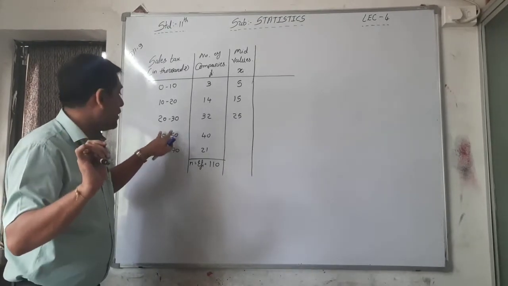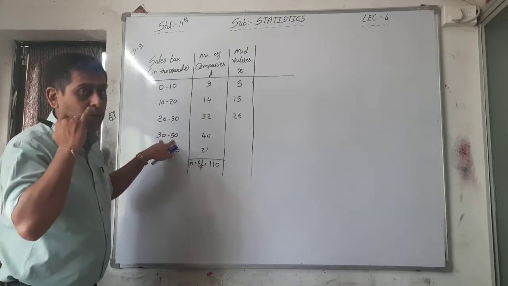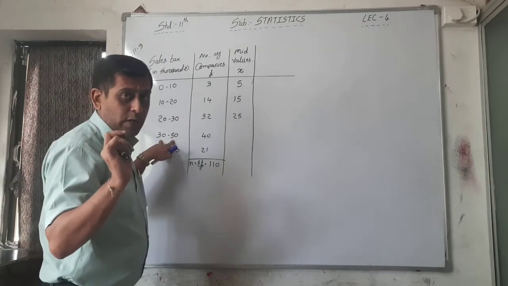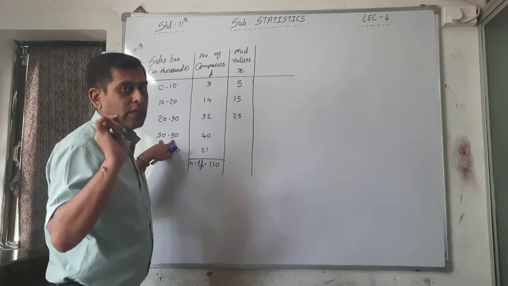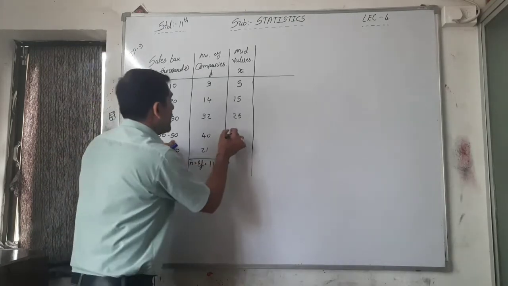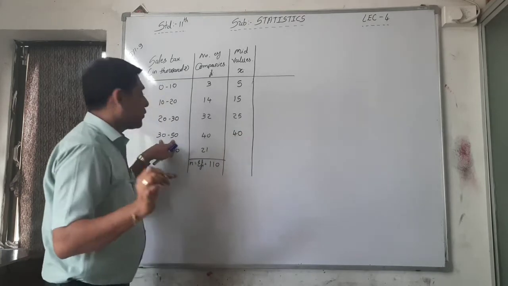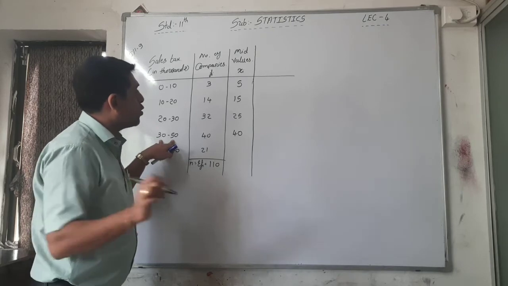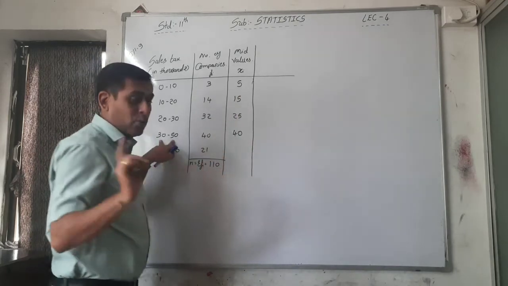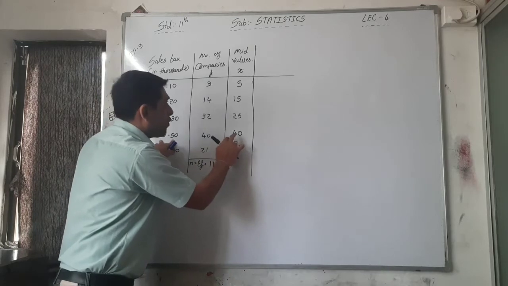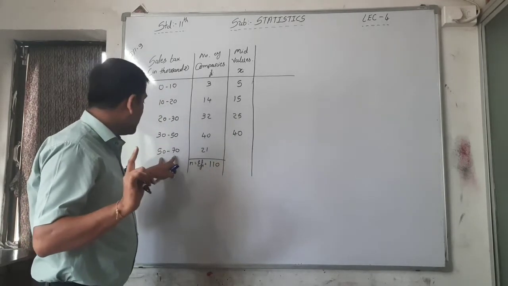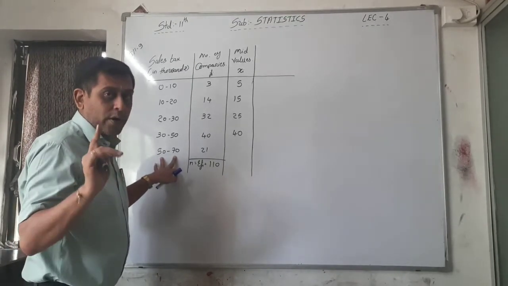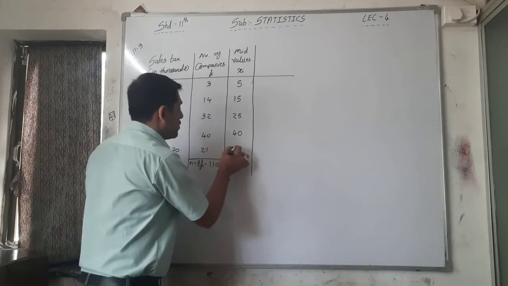Okay, now see, here the class interval is changed, so we cannot just add, we have to find it first. 30 plus 50, do it in your calculator, that is 80, 80 divided by 2, that is 40. So here the class interval is changed, that's why your mid value will also change, because here 5, 15, 25, now the mid value is not 35, not 45, it is 40. Now in the next one, 50 plus 70, that is 120, 120 divided by 2, that is 60.